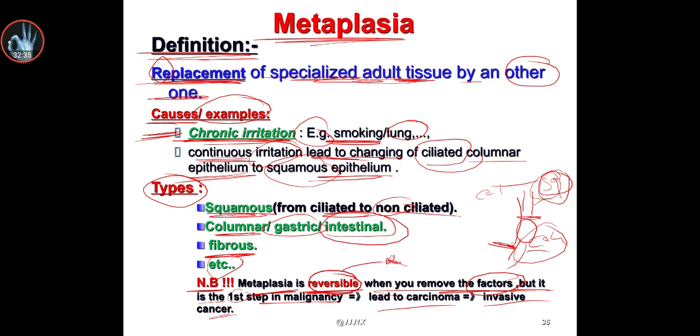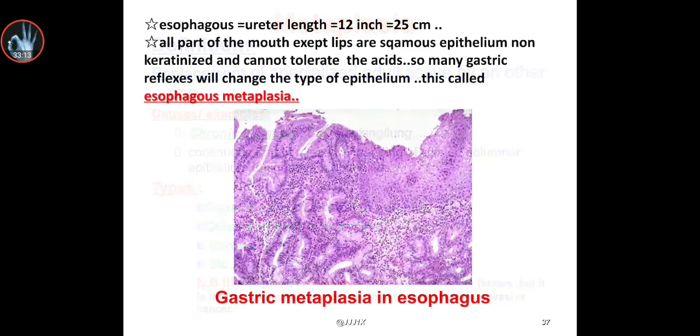Metaplasia is reversible. If the cells changed to columnar and we stop the reflux of the gastric juice, the cells will return to the normal squamous cells found in the esophagus. But this only applies at the first step. If we don't catch it early, it leads to malignancy, carcinoma, and then invasive cancer.